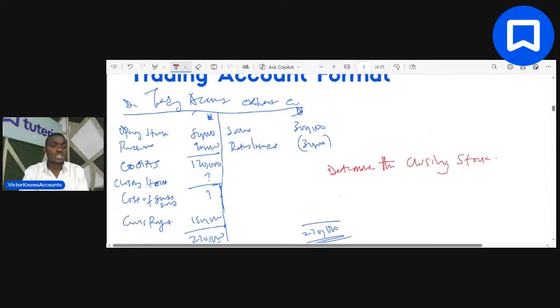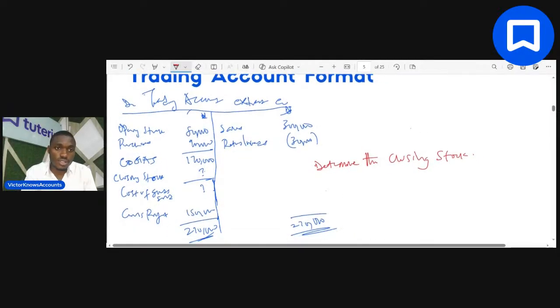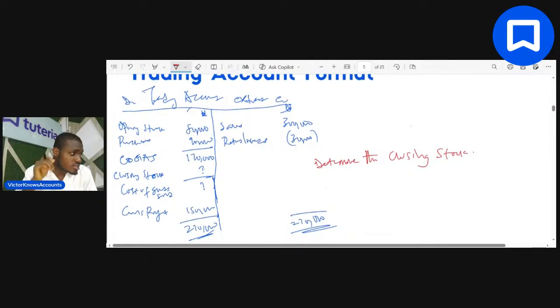That's why I'm trying to read it out for you guys now. Your trading account: opening stock is 80,000, purchases is 90,000, cost of goods available for sales is 170,000. Then your closing stock, question mark, we don't know what that is. Your cost of goods sold, question mark, we don't know what that is. Then your gross profit is 150,000.